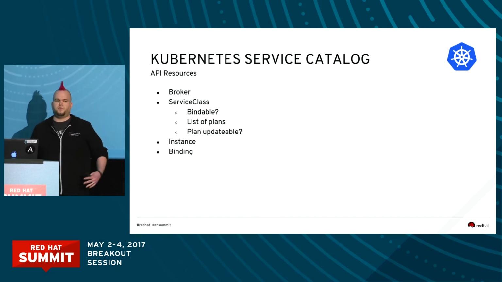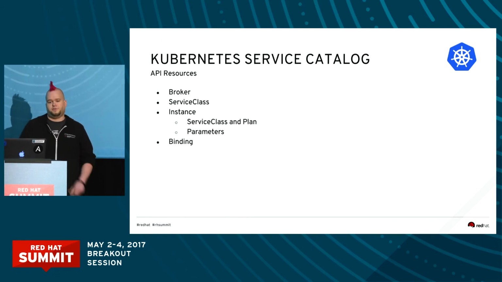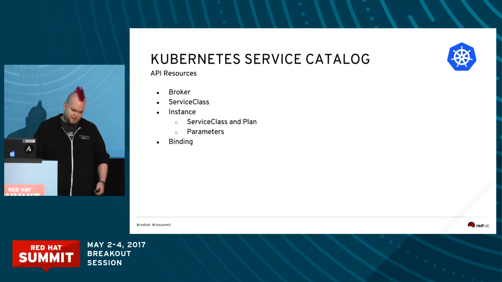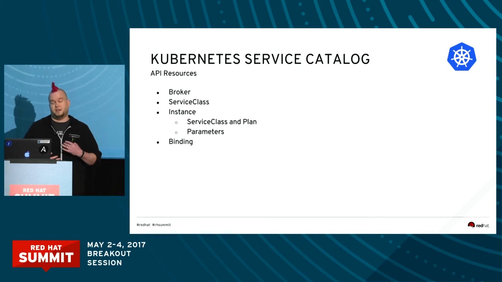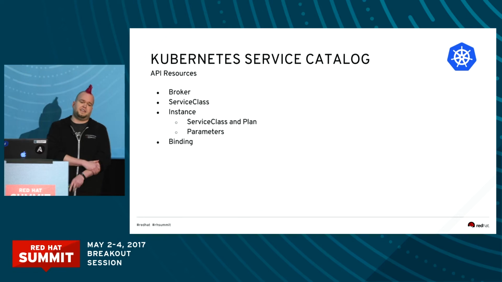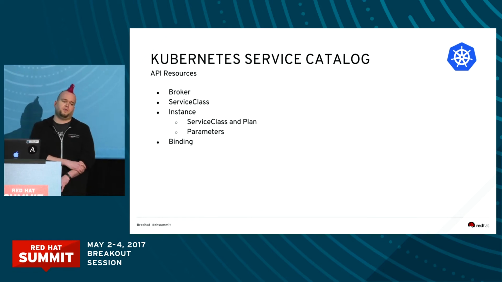So in order to provision a new instance of a service, you create an instance resource, and instance represents your intent that a service class should be provisioned into a new instance. It contains the service class and plan that you want to use, and a set of parameters that are passed to the broker when the broker does the provision.